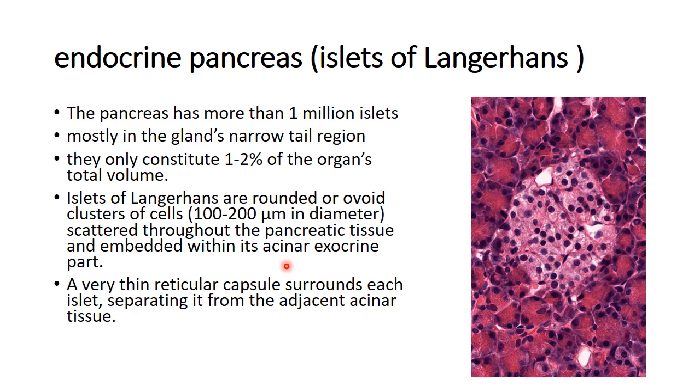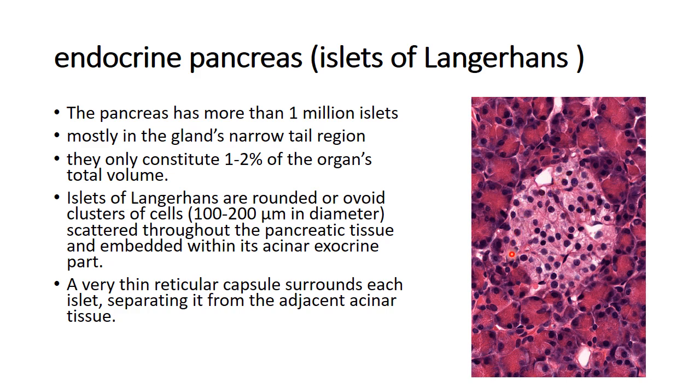The last part of today's lecture is the endocrine pancreas, the histological features of the endocrine pancreas. While we said the exocrine pancreas forms about 99% of the organ, this means that the endocrine pancreas forms only 1 to 2% of the organ's total volume. However, we still have a large number of islets of Langerhans within the pancreas, about 1 to 3 million.